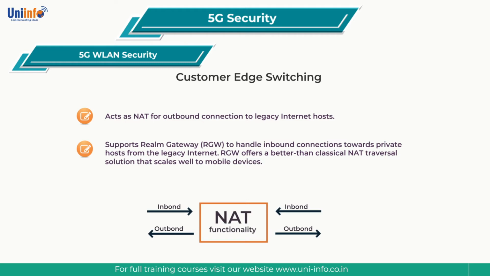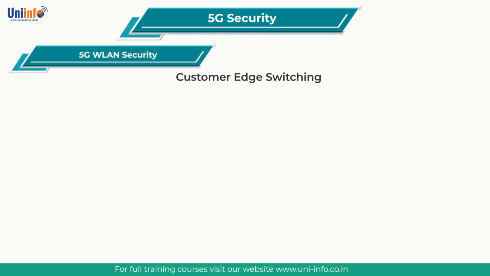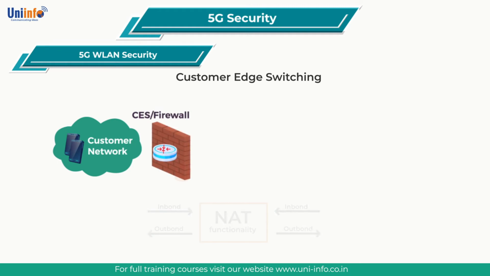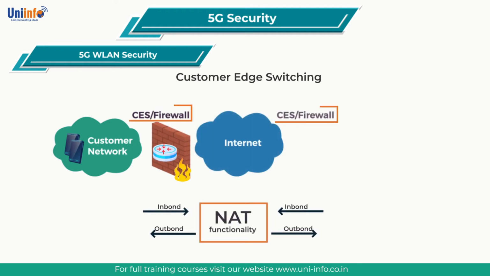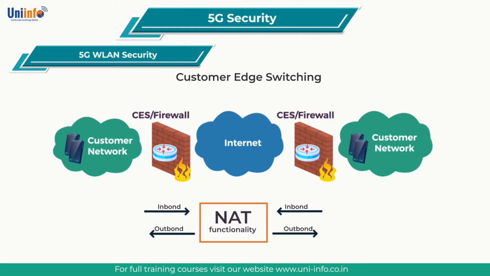RGW offers a better than classical NAT traversal solution that scales well to mobile devices. Third, CES can act as a cooperative firewall that negotiates the communication policy of its host with the policies of the destination located in another CES network. Both the NAT and RGW functions aim to provide backwards compatibility and interconnection of CES with the legacy internet, whereas CES to CES connectivity allows secure interconnection between two customer networks. We briefly present the comparison of CES functionality with NATs in the figure.